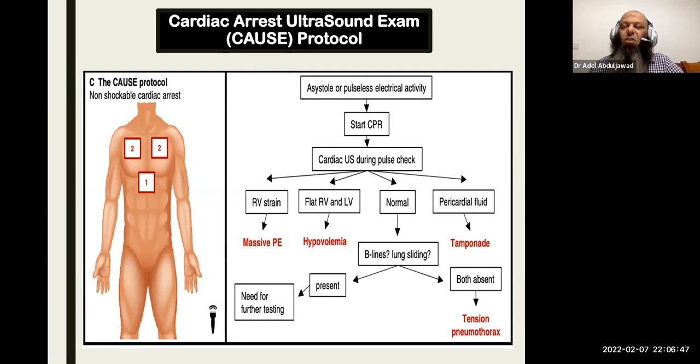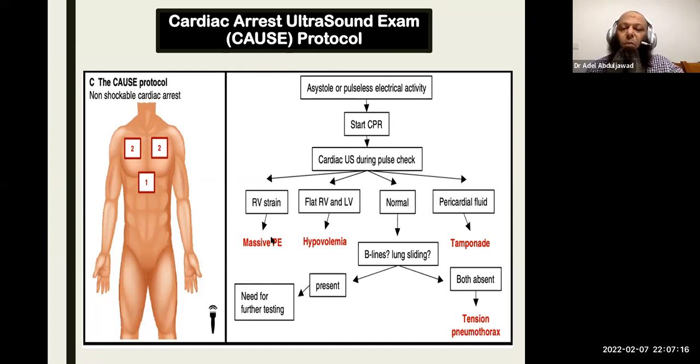They taught us during the ACLS that when you face a patient with cardiac arrest and you are doing CPR, you want to know what's the cause of his cardiac arrest. 5 H's and 5 T's. The point of care ultrasound can help you if you're especially familiar with using cardiac ultrasound during the pulse check, during the 10 seconds pulse check, not more than this.